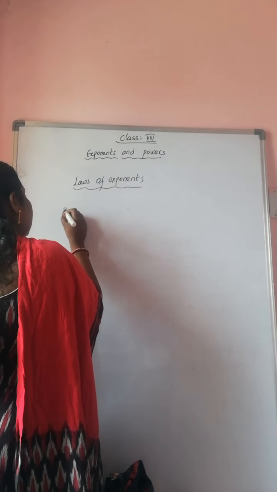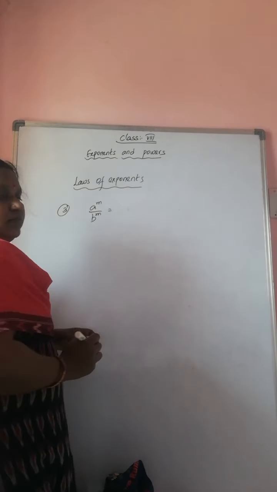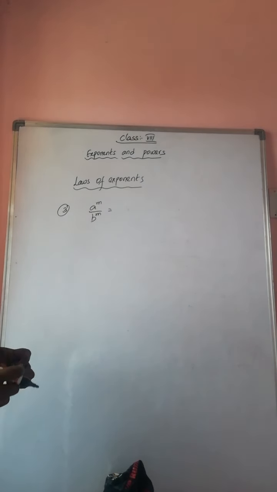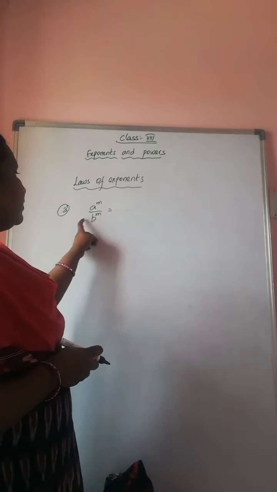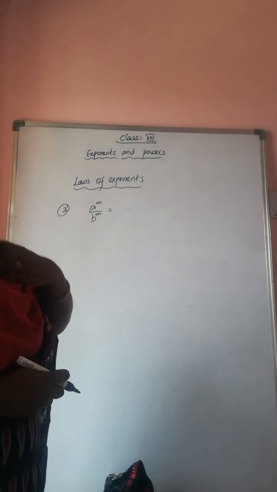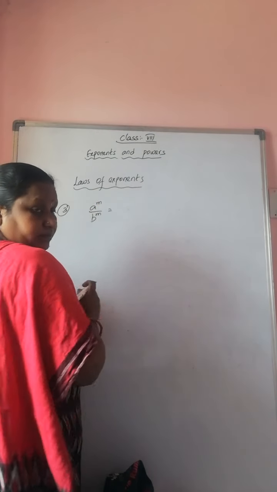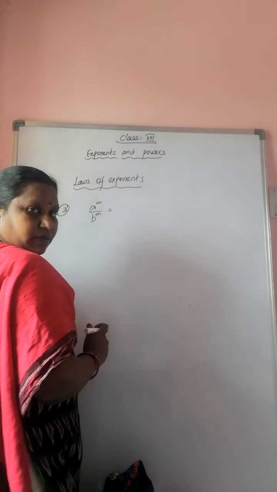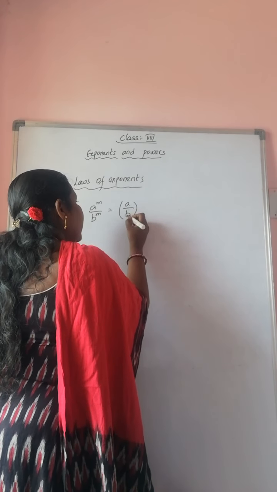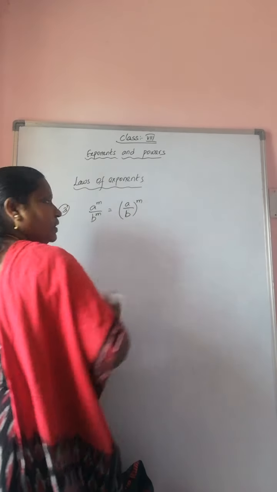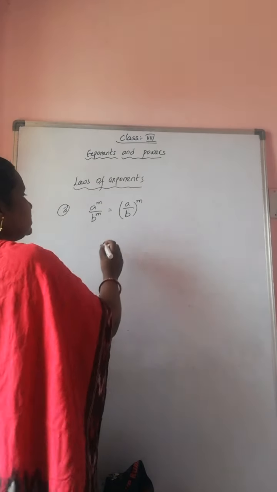So what is our third law? a power n by b power n. In the previous two laws, the bases were the same and the powers were different. In this law, the bases are different and the power is the same. So for a power m and b power m, I am going to write a by b in the bracket, because for both the powers are the same. So I write power m outside the bracket. Okay, so this is one of the laws.